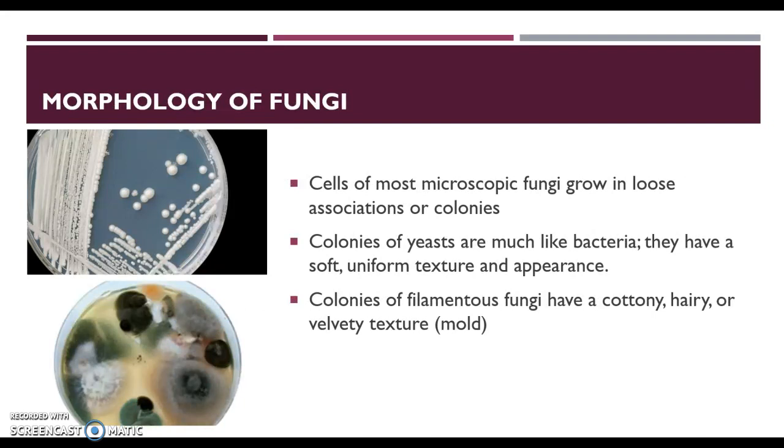There are typically two morphology types of fungi. So most microscopic fungi grow in very loose associations, or what we would call colonies. Colonies of yeast look very much like colonies of bacteria, and you can see the top image there is of a yeast, probably Candida species. They are very soft. They have a uniform texture and appearance, typically very distinct round-like colonies.